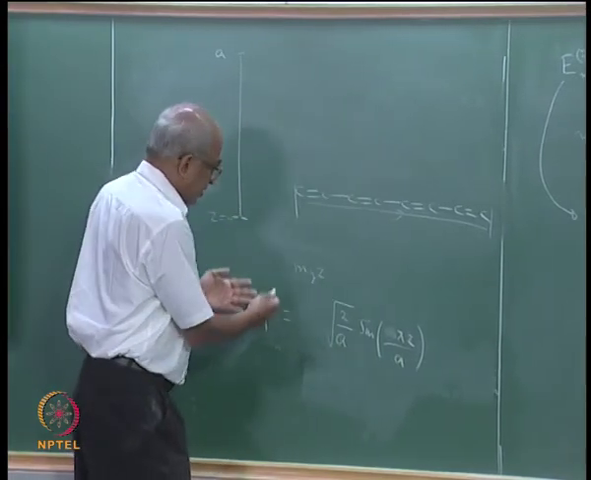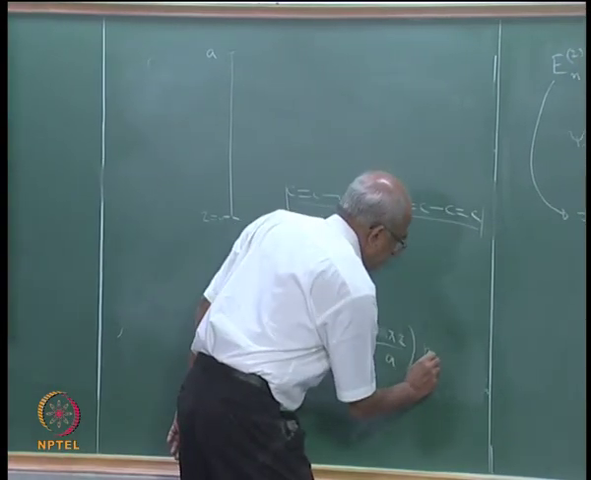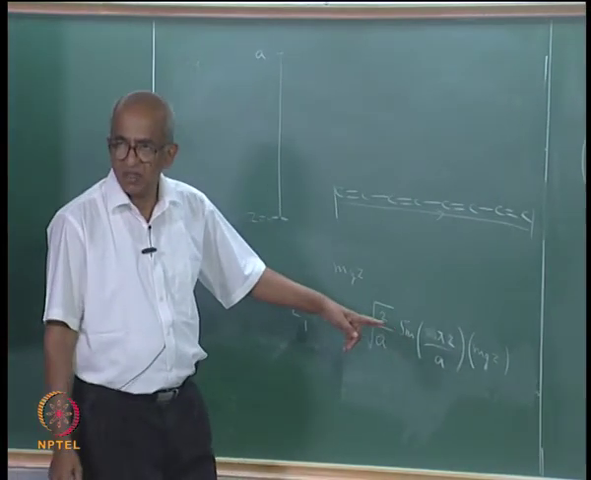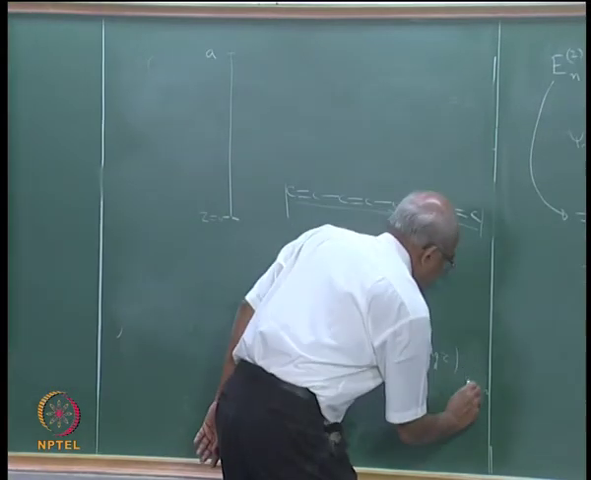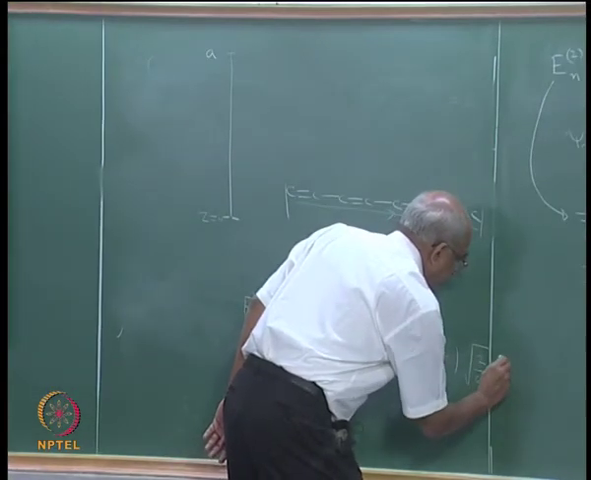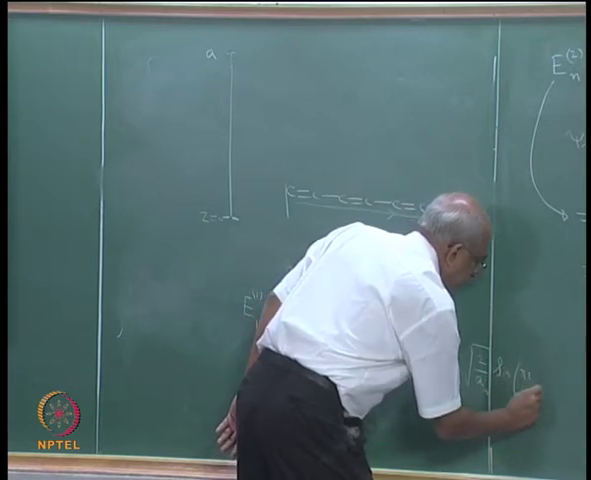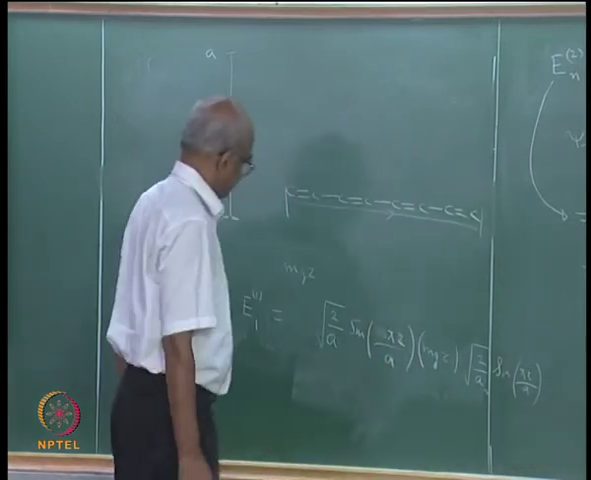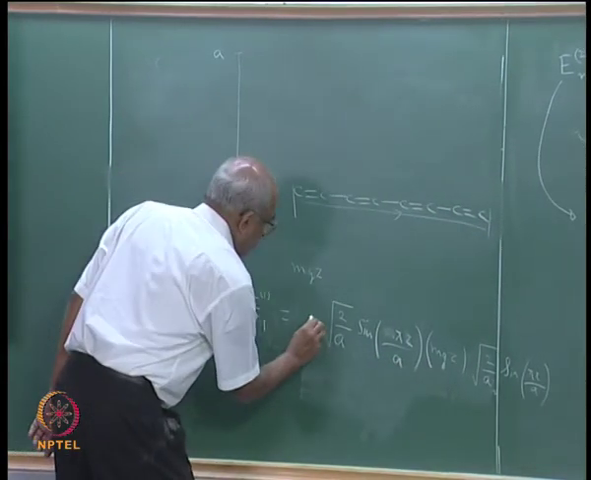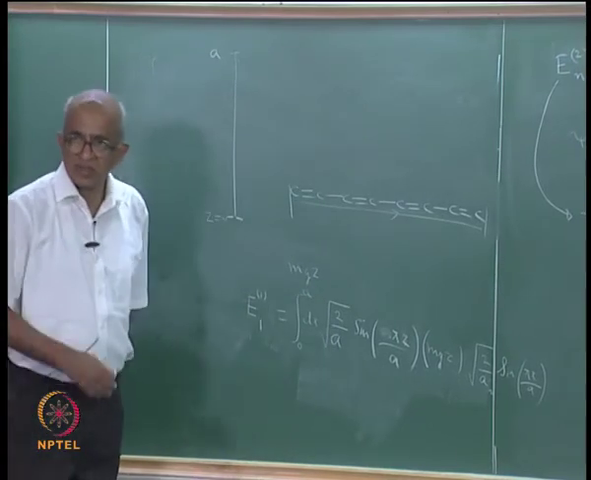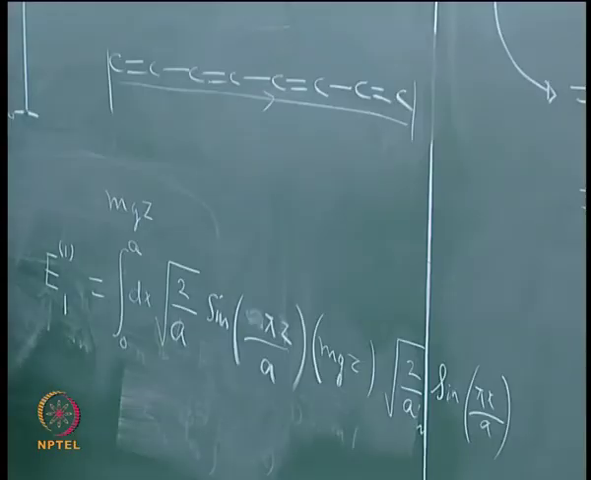To calculate the first order correction, what should I do? I will have to take the perturbation, which will be mgz, correct, and then multiply that by square root of 2 by a sin pi z by a once more, and then multiply it by dz and integrate it from 0 to a, correct. So, this will be the first order correction to the energy due to the gravitational force of earth.